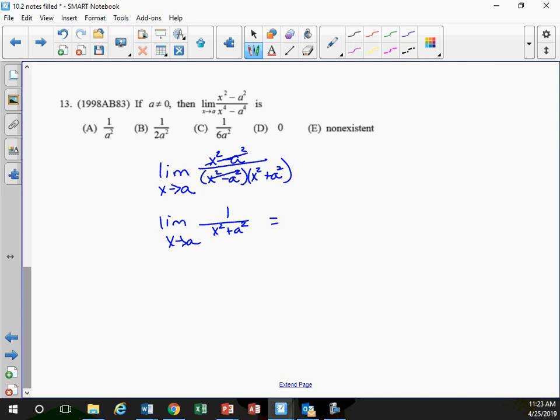Yeah, now I can plug it in. So I have 1 over a squared plus a squared, which is 1 over 2a squared. Okay? Questions on anything? What if you get like 0 over? That is 0. Yeah, that's okay. Yep. Yeah, good question.